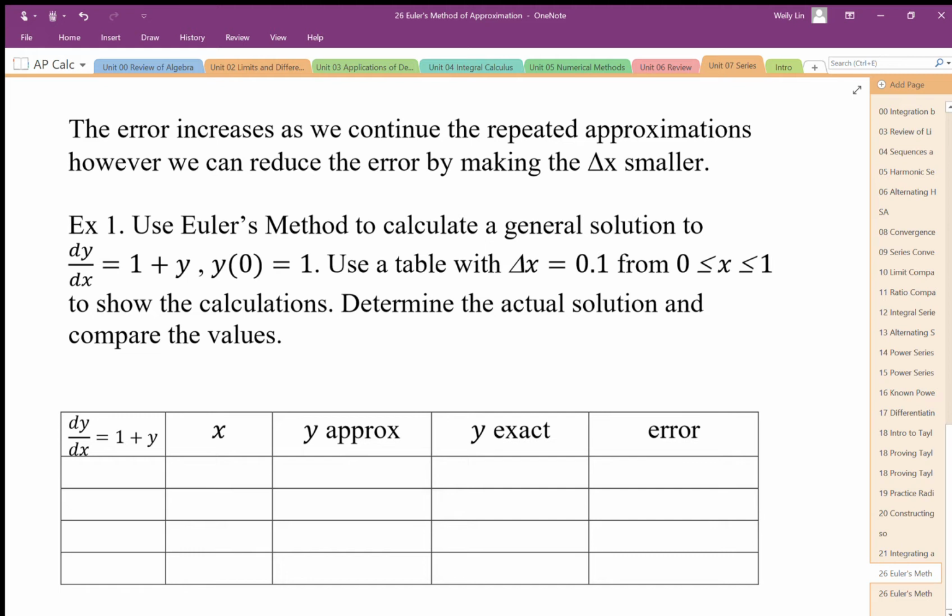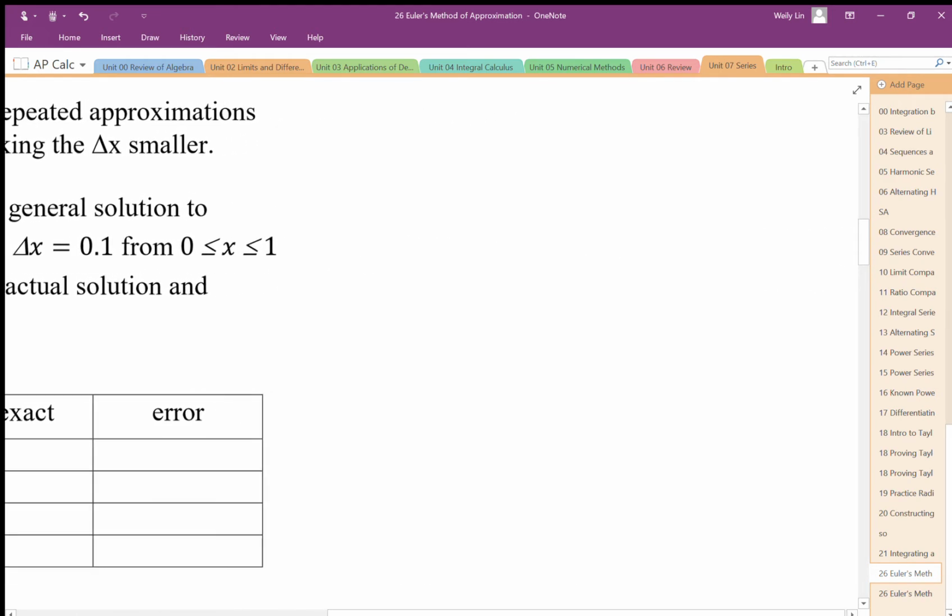So we're going to use a table. Our table is going to use delta x of 0.1, and we're going to do it from x equals 0 to x equals 1. And we're just going to compare the values. So first thing is we're just going to anti-differentiate this.